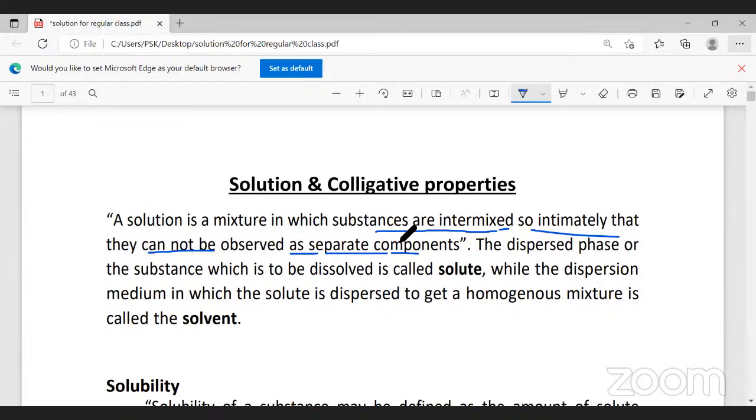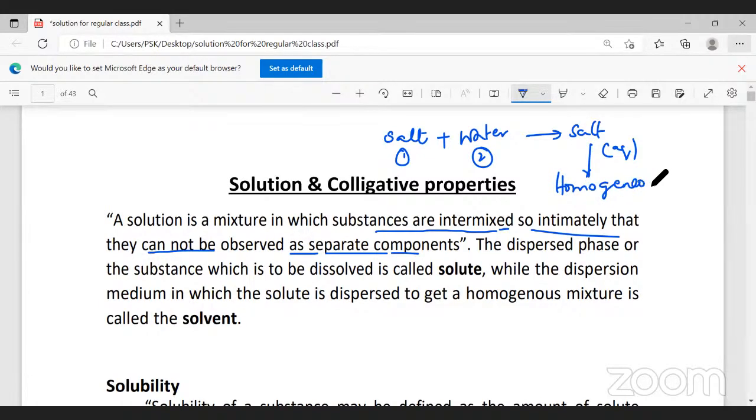See here, they have told a substance which are intermixed so intimately that they cannot be observed as a separate component. Salt and water. You have two components. You get salt solution, or we call it as aqueous solution of salt. Salt is one component, water is the second component. In aqueous solution of salt, it appears just like water. We cannot see separately the salt particles or the water particles. That is what they are telling. It's called a homogeneous mixture. Homogeneous mixture of two or more components will be called as a solution.